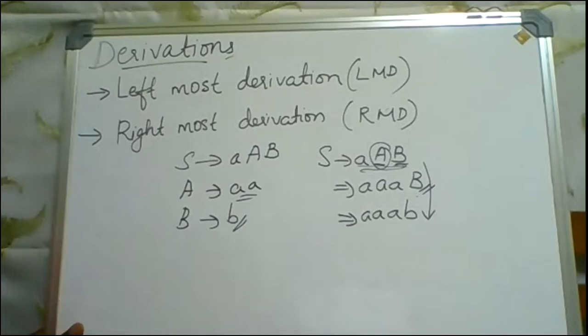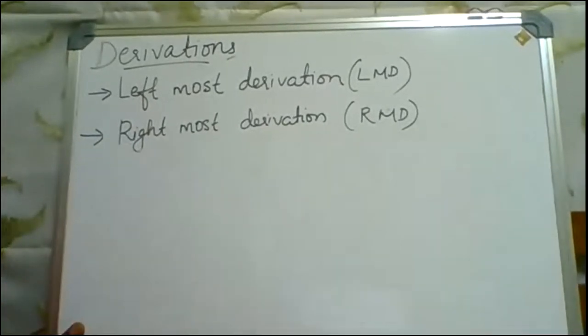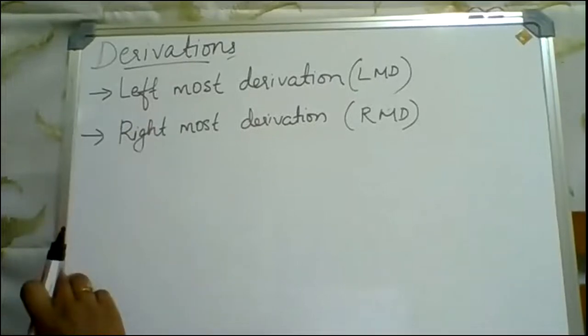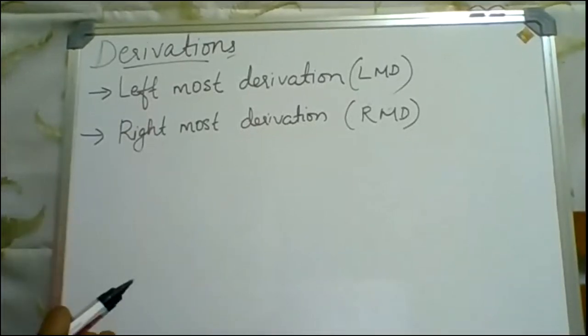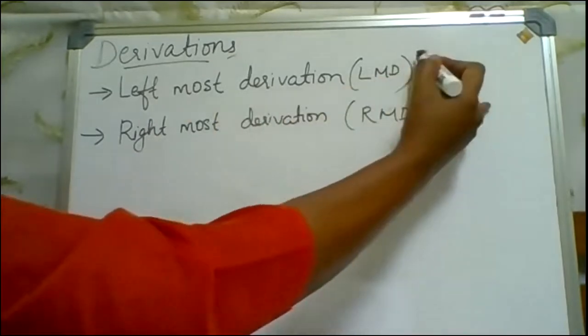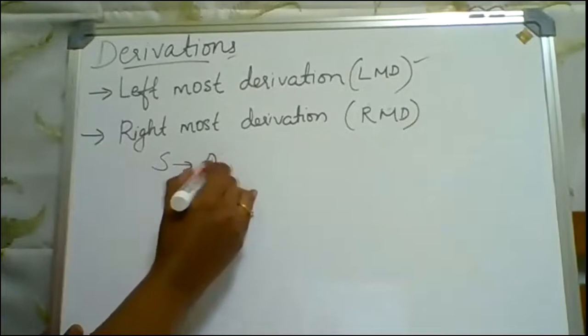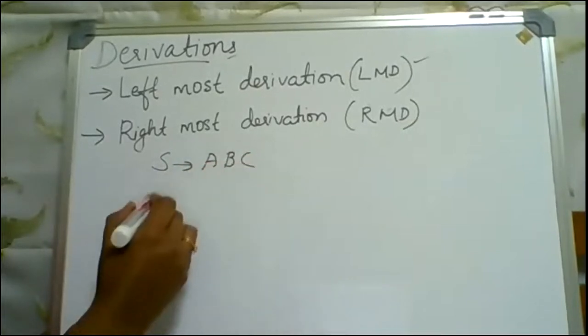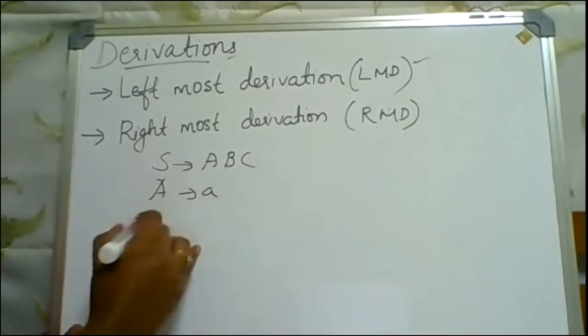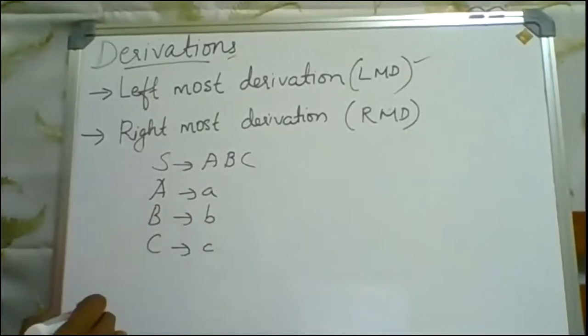There are two types of derivations: leftmost derivation and rightmost derivation. In the derivation process, if the leftmost variable is replaced at every step, then that derivation is called a leftmost derivation. For example, S derives ABC, where A derives small a, B derives small b, and C derives small c.